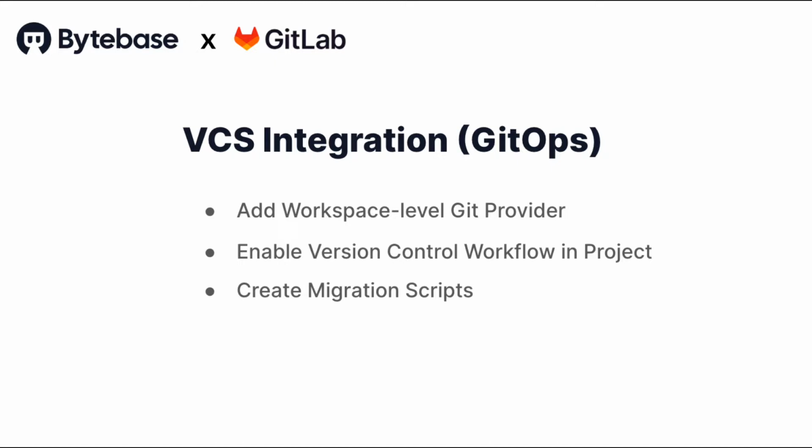The steps to this configuration are as follows. Add Workspace-level Git Provider, which is GitLab. Enable version control workflow for the project. And create your migration scripts. Note that the first two steps can only be performed by the Bytebase workspace owner with the help of GitLab instance admin.